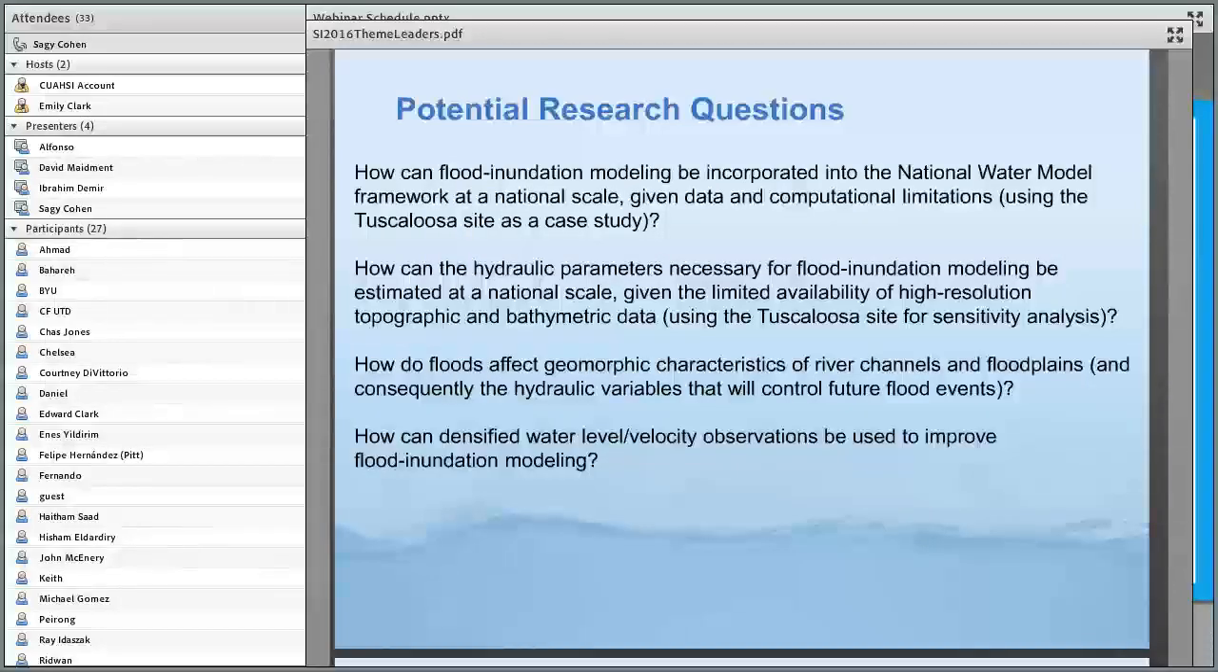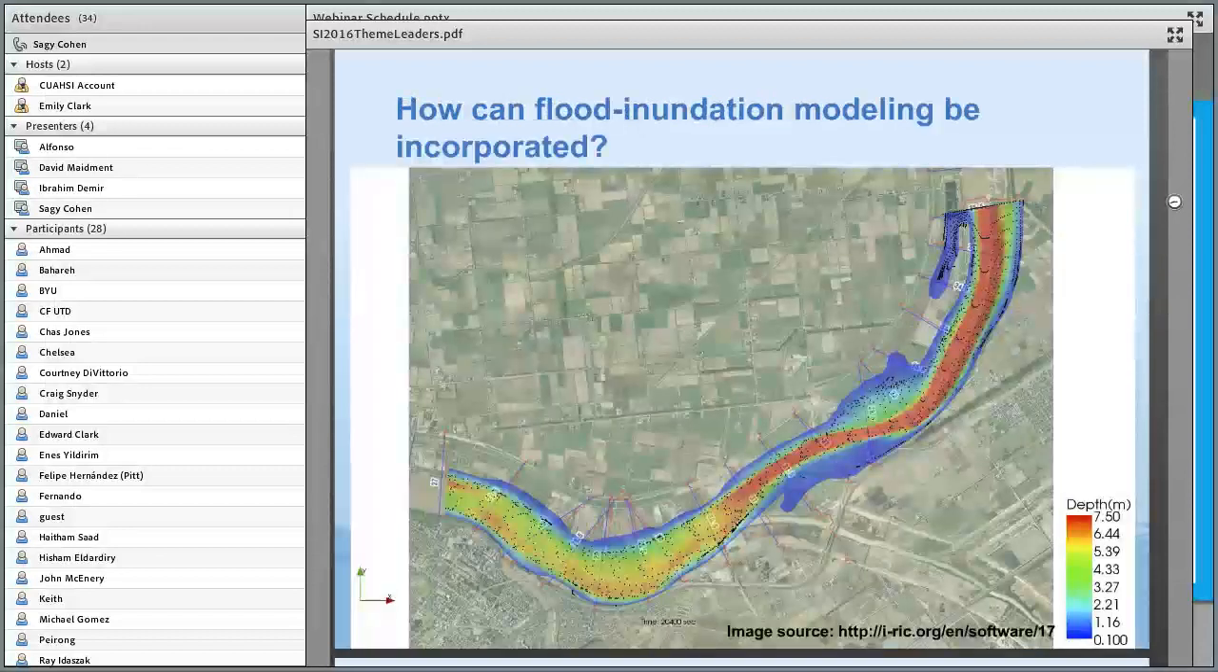So these are just examples of research questions related to this densified measurements and modeling theme. So using this Tuscaloosa demonstration site as a case study, how can we incorporate flood inundation modeling into the National Water Model? How can we estimate hydraulic parameters needed for flood inundation modeling? How do floods affect the geomorphic characteristics of river channels and floodplains? And how can these densified water level and velocity observations be used to improve flood inundation modeling? So some specific examples of each of these questions.